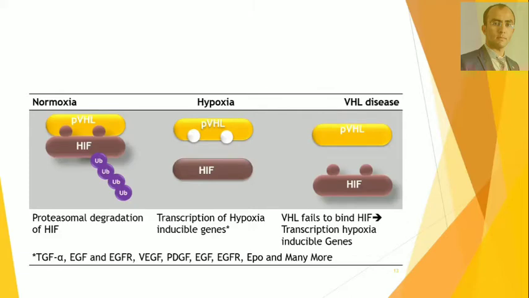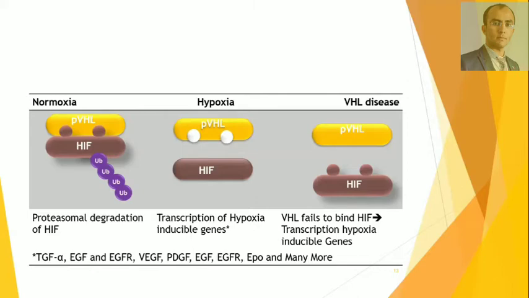And in hypoxic conditions, you can see from the figure that our VHL protein fails to bind to the hypoxia-inducible factor, and then the hypoxia-inducible factor starts facilitating the transcription of downstream genes.